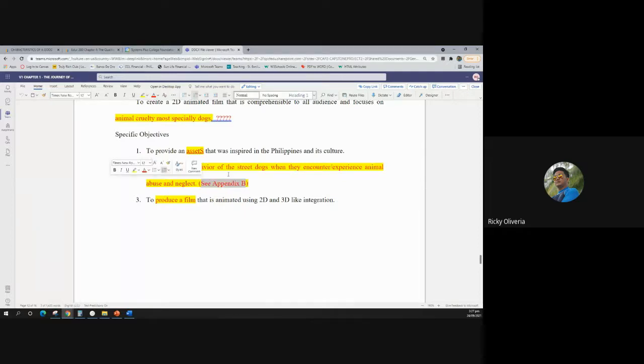I'm searching for Appendix B, pero wala akong nakita. Okay? So, yan. Pero, pwede naman yung ano nila. Kasi parang ang inilalagay nila dito is yung C Appendix B is the proof, no? That they have researched the behavior of the dog kapag na-abuse na neglect sila. So, maybe they have trauma, mga ganun-ganun. So, yon, nilagay nila yon.